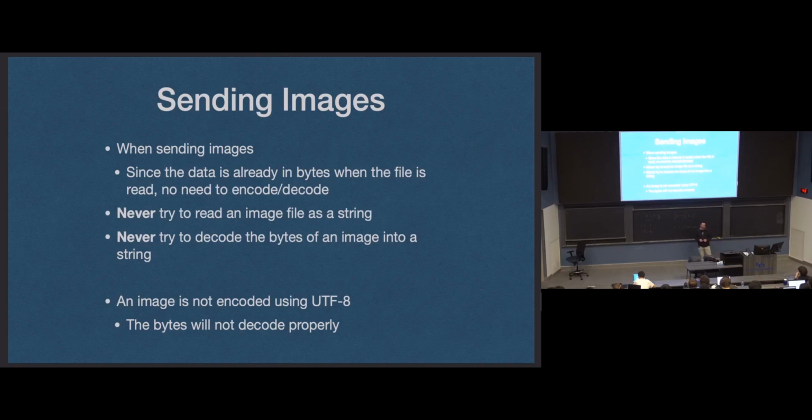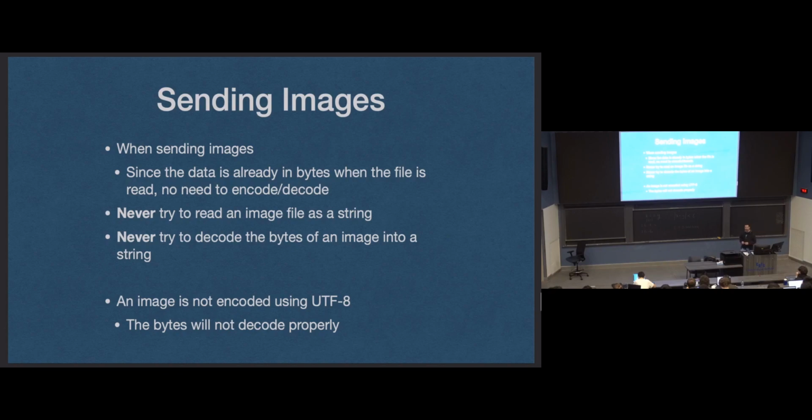When you're reading an image, it's easy to accidentally make a mistake. So an image is not text. It's not a string. It's not encoded with ASCII or UTF-8 or any other string encoding. It's not a string. It's going to be PNG, JPEG, bitmap, whatever.